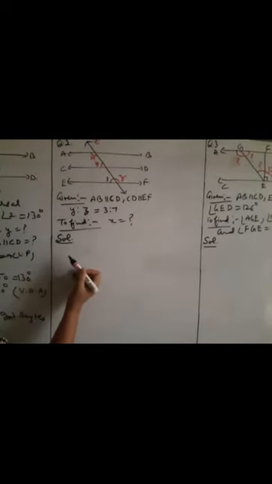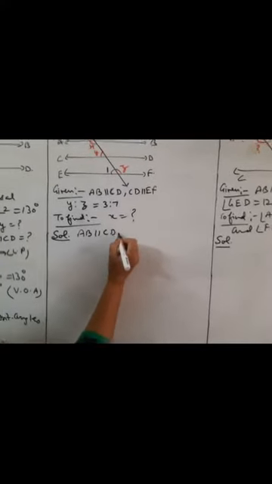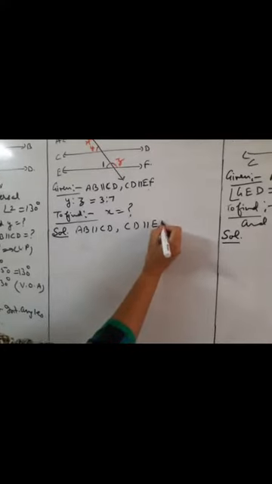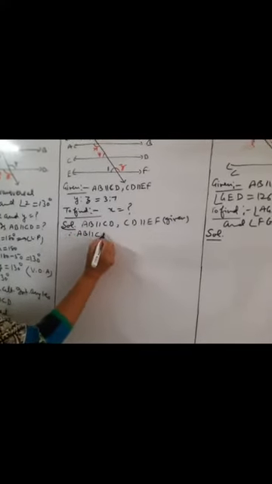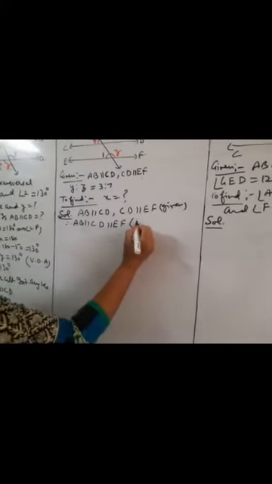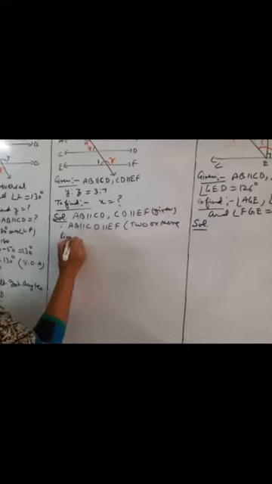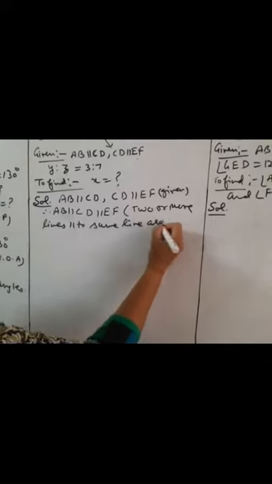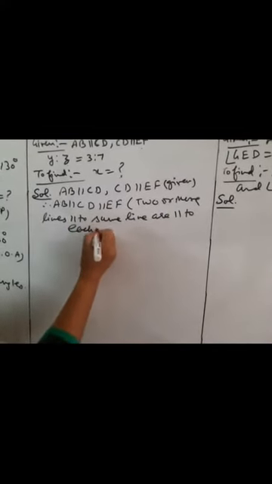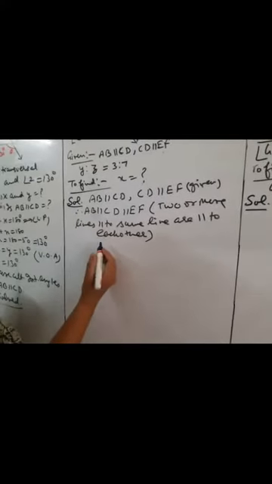So first of all, I will prove that all these three lines are parallel. How? AB is parallel to CD and CD is parallel to EF. This is given. Therefore, AB is parallel to CD is parallel to EF. Reason is two or more lines parallel to same line are parallel to each other. All the three lines are parallel to each other.